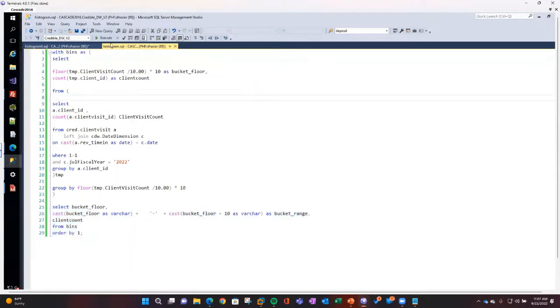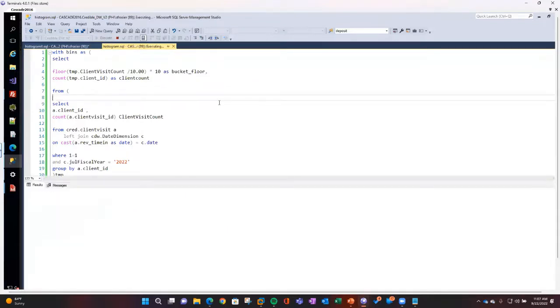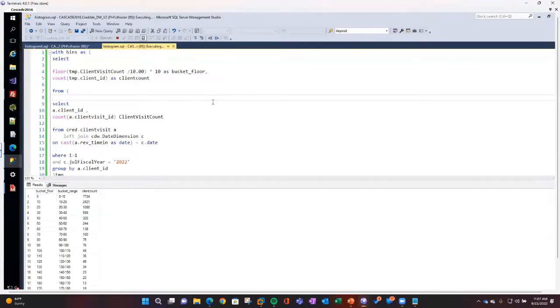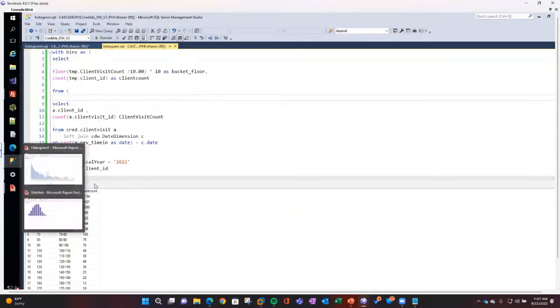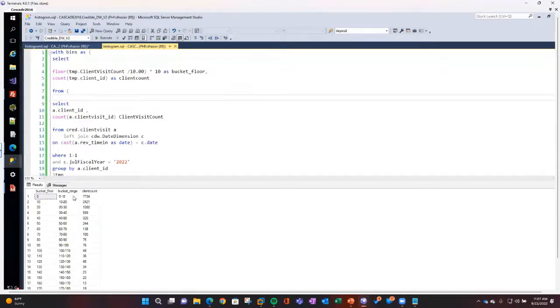And if we execute this query, we're going to see how this turns out. This is a pretty big, this is several million. So you're going to see, here's our bucket. So the bucket range, clients that had 0 to 10 visits last year, that's by far our biggest number. You can see how those kind of break out into the buckets.